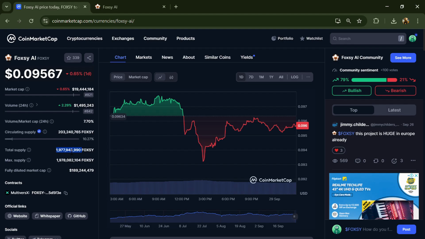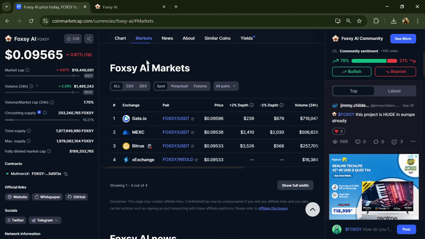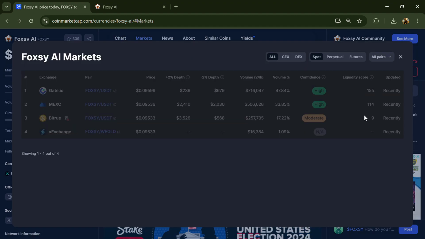Foxsy AI token total supply is 1.9 billion and circulating supply is around 203 million Foxsy tokens. Foxsy token is listed on gate.io, MEXC and other exchanges.